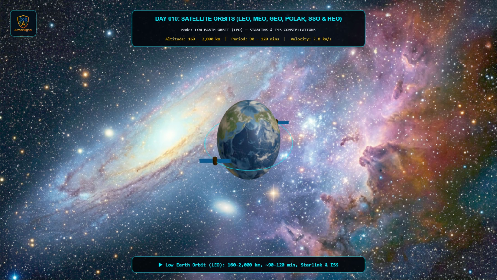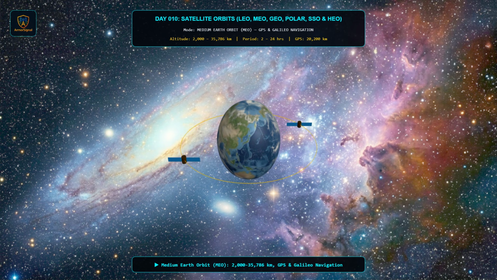Low Earth orbit, operating between 160 and 2000 kilometers, features rapid orbital periods of 90 to 120 minutes. Satellites travel at over 7.8 kilometers per second, powering high-resolution Earth observation and low-latency broadband constellations like Starlink and the International Space Station.